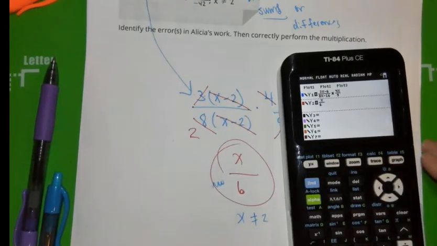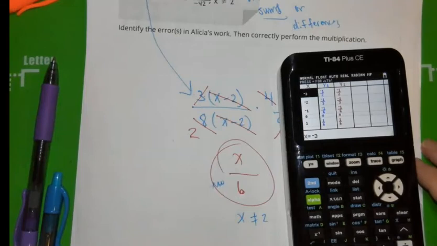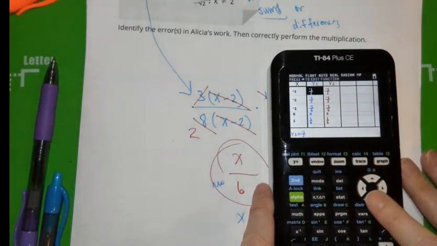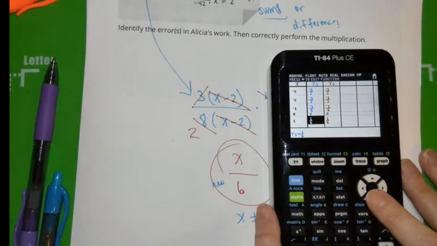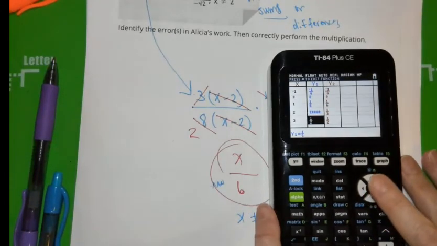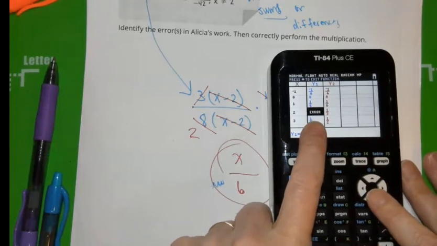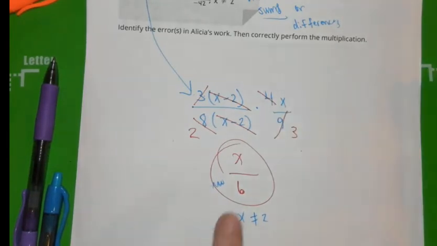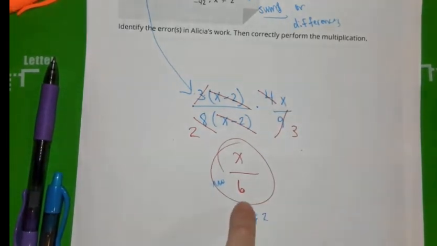Now when I go to second graph, notice the table, both y1 and y2 are the same thing. The only difference will be that restriction at 2. At 2, there'll be an error message in the left column because that common factor had not been divided out. But everywhere else they'll match. So you'll know this is the correct simplified solution.